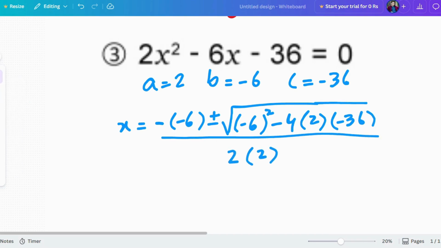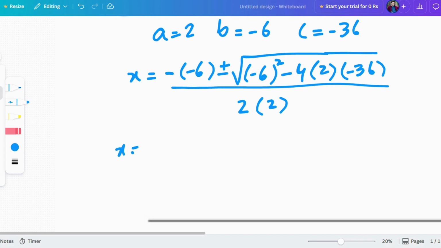Alright, so now let's just simplify it. X is equivalent to minus minus minus plus, it will become plus 6 plus minus radical 6 square is 36 minus minus plus 4 times 2 is 8, and 8 times 36, that's equivalent to 288.